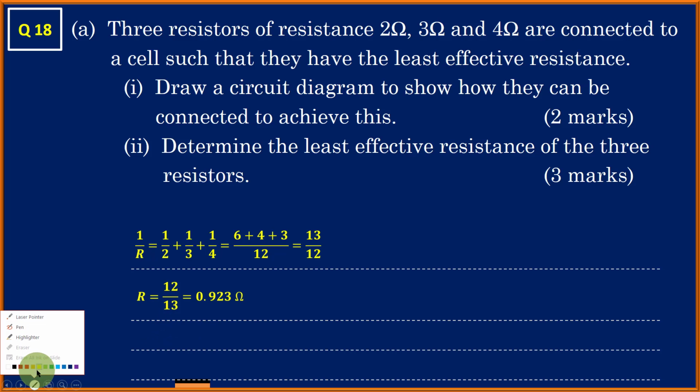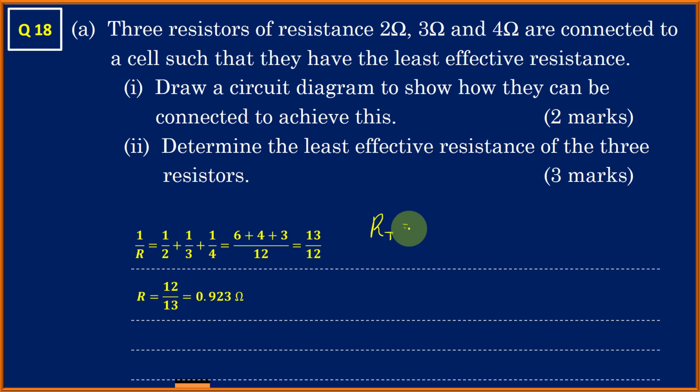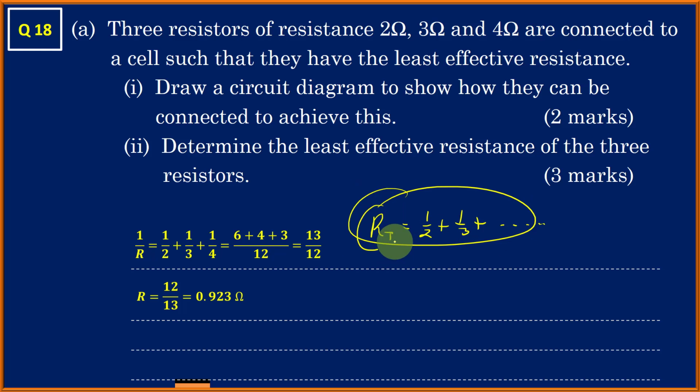I want to point out something which makes many students lose marks. They start something like this, which is wrong. They say RT is equal to 1 over 2 plus 1 over 3 plus, and they continue like that. Already here there is a mistake. So remember, it is not RT that you're working out here, it is 1 over RT, so that eventually you'll have to get the inverse of it. So be careful with such small parts.